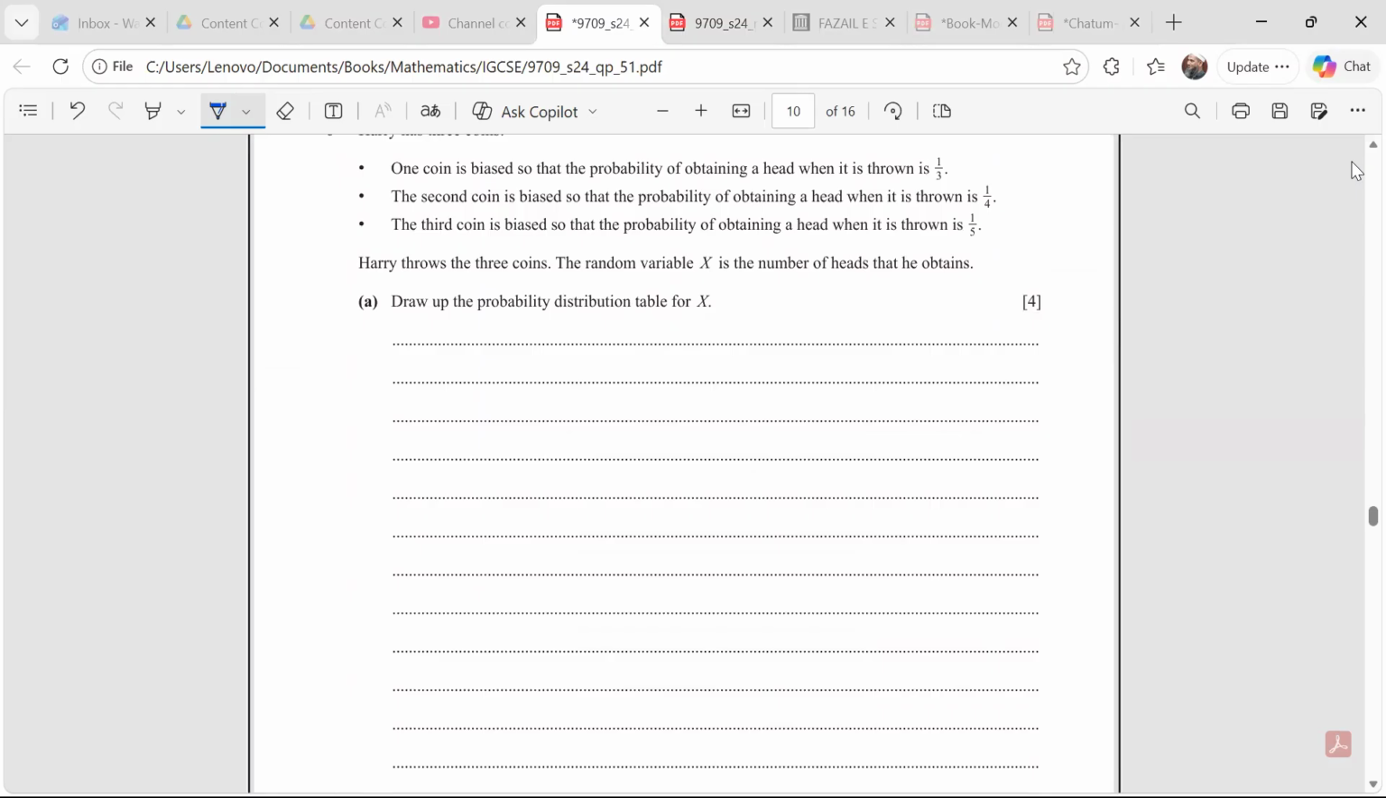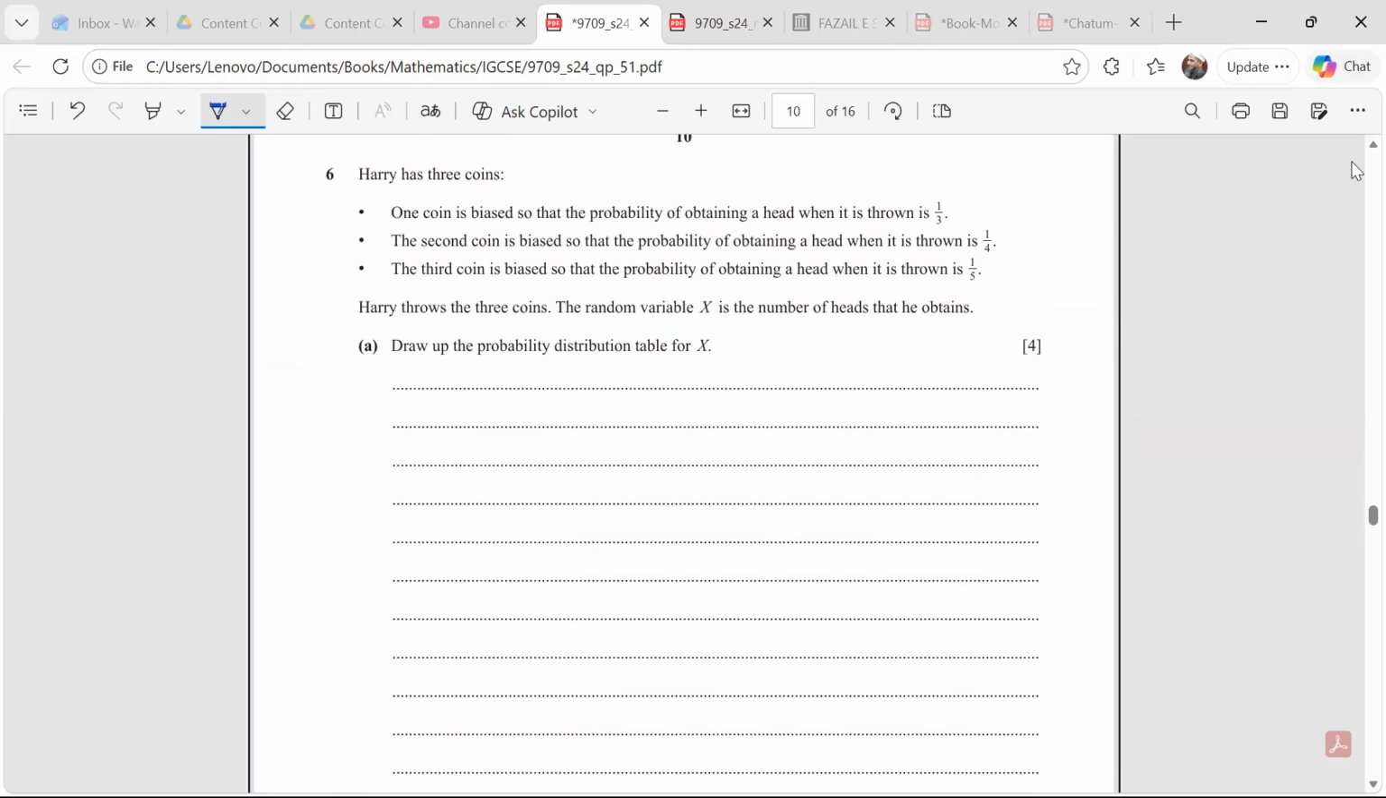Okay, so Harry has 3 coins. One coin is biased so that the probability of obtaining a head is 1/3. The second coin has the probability of head 1/4, and the third one is 1/5. Harry throws the 3 coins. The random variable x is the number of heads that he obtains. Draw the probability distribution table for x.